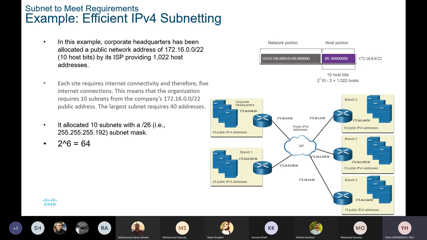I mean, these 10 bits can bring us 1,022 hosts for this network address. Of course, we don't want to use them all together. We want to divide them, for example, corporate headquarters, branch 1, branch 2, branch 3, branch 4. So how many do we have here? 5 networks, 5 local area networks, or 5 subnets.